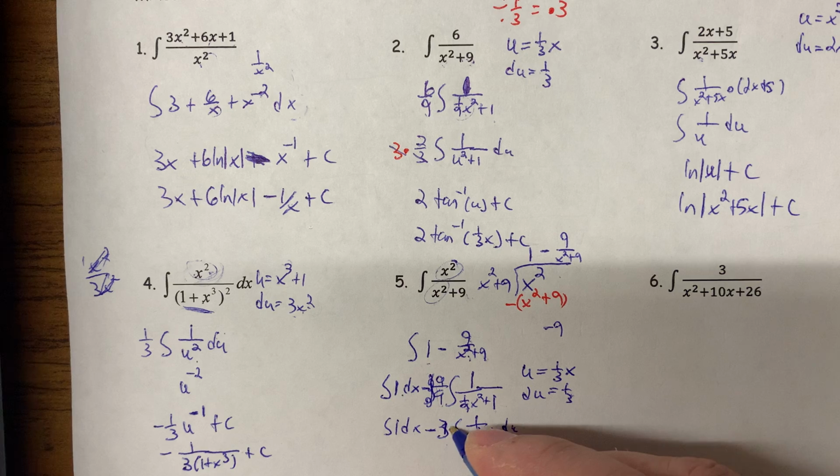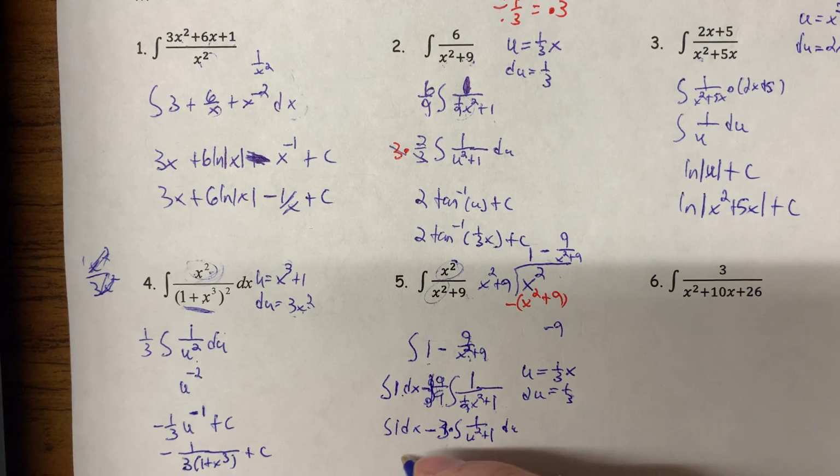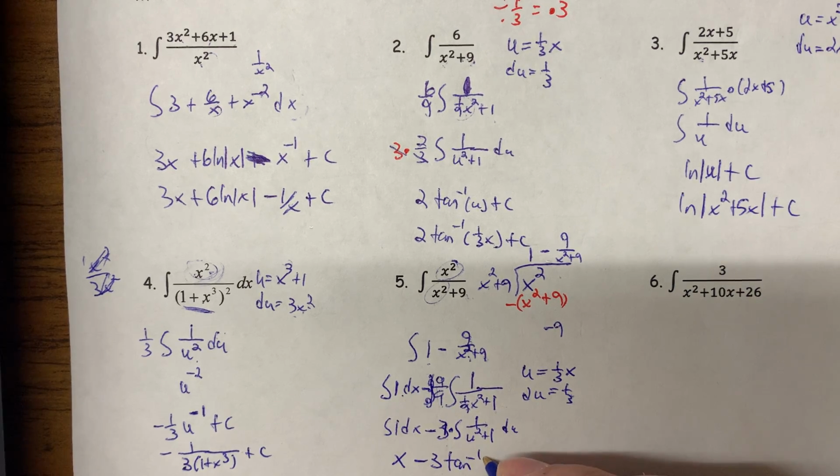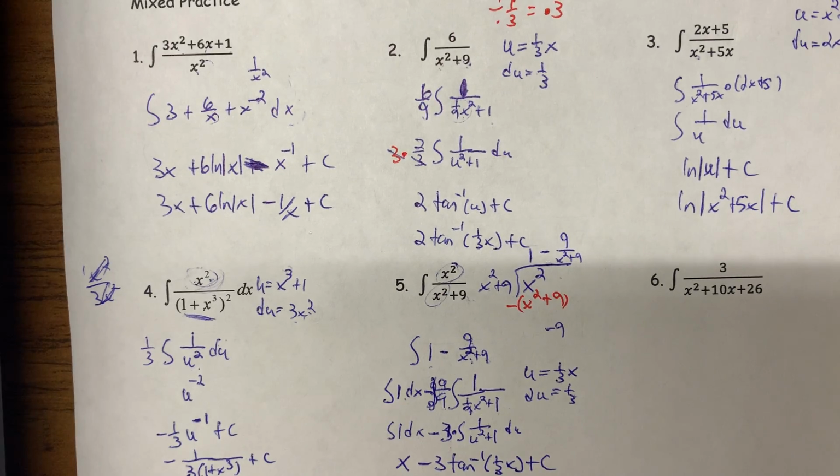That is multiplying by 3. So I'm going to multiply by 3 on the outside. So x minus 3 arctangent of 1/3 x plus c. My goodness, that was tough.